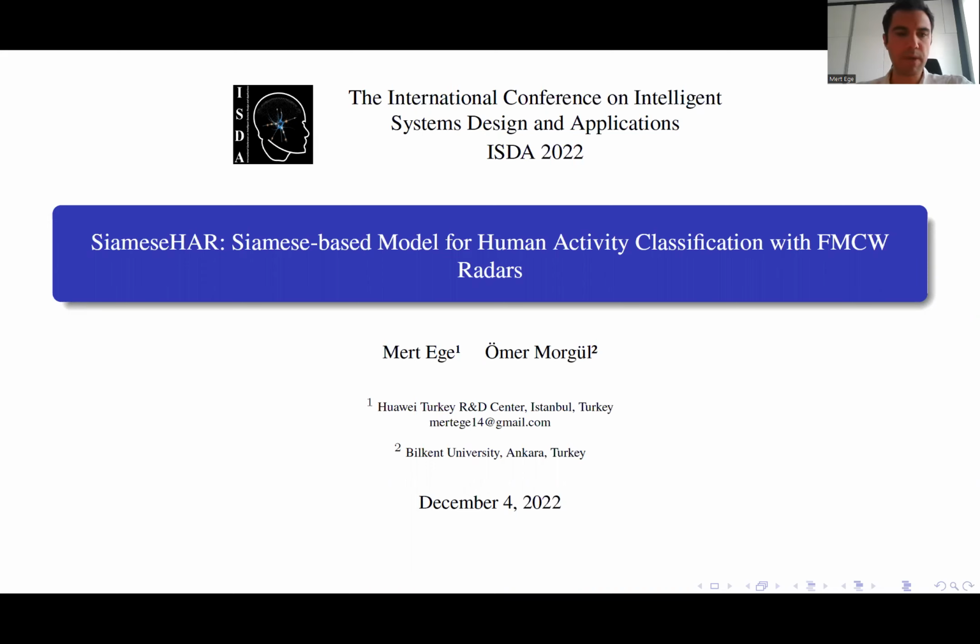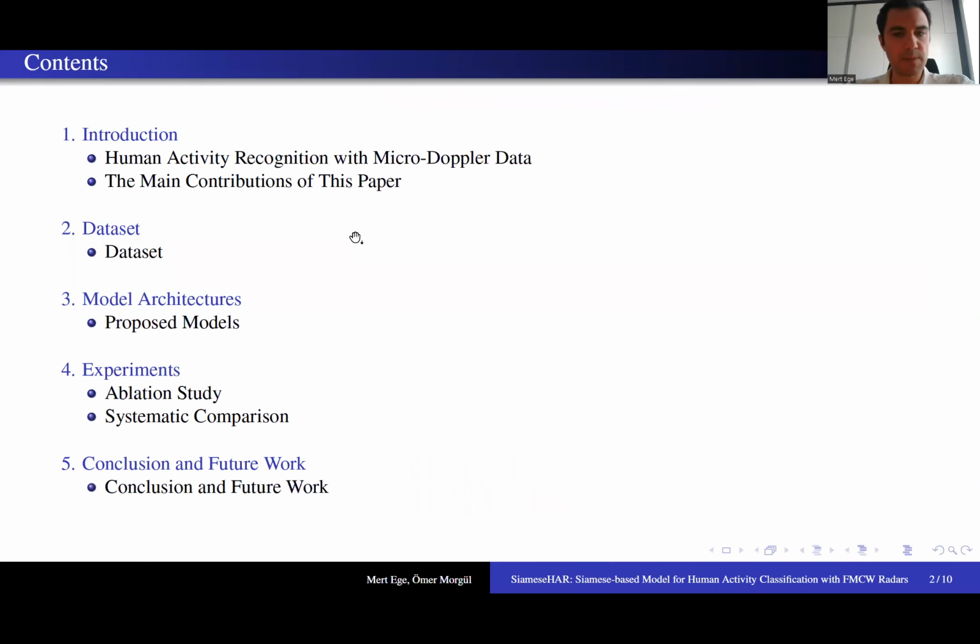I will present our paper which is called SiamesHAR. There are 5 main chapters in this paper: introduction, dataset, model architectures, experiments, conclusion and future work.